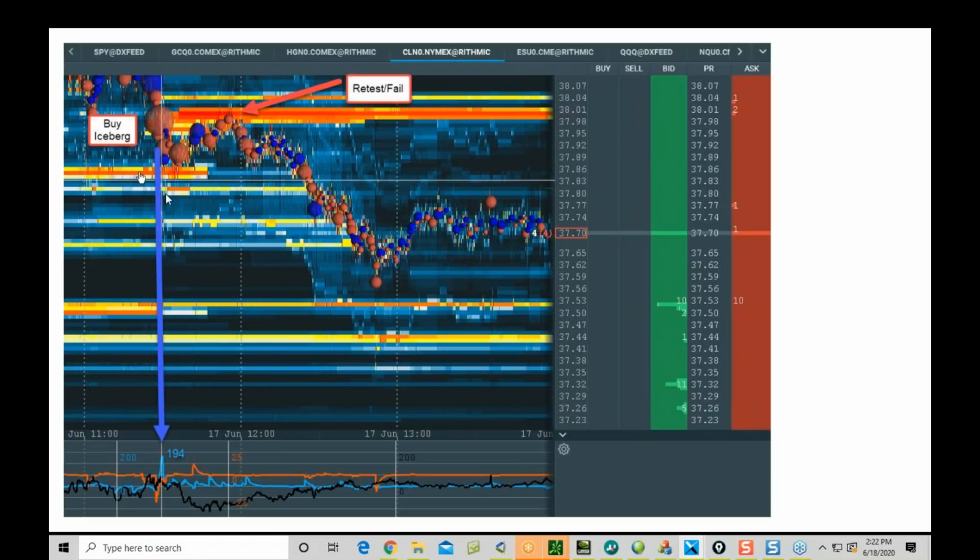So this was a buy iceberg. So you see the market coming down into it. This is right at the close, but it ran into 194 buy icebergs, which is a lot in crude. And you can see that was right here. Oh, okay, I'm sorry. So this is the opposite example. This is where paper was wrong.